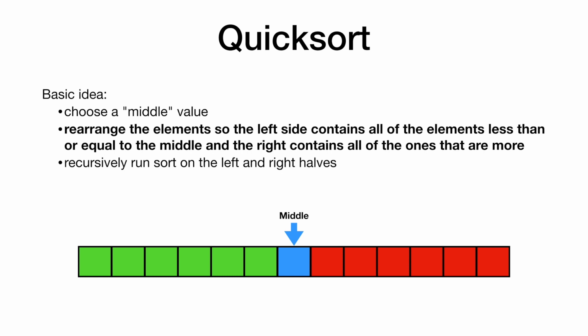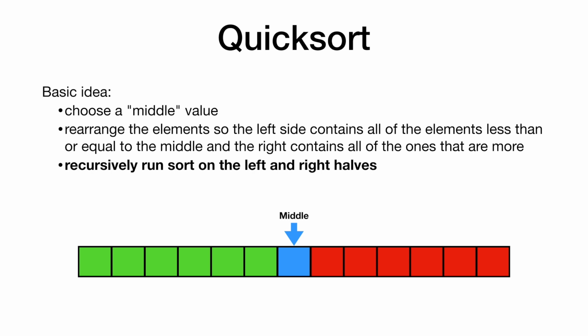That should sound somewhat familiar. When we're doing binary search, because the list is sorted, we know if it's smaller, it has to be on the left. If it's bigger, it has to be on the right. Except now we're using that idea for sorting. We're putting all the things that are smaller on the left, all the things that are bigger on the right. And now we can recursively call Quicksort on the left and right halves.